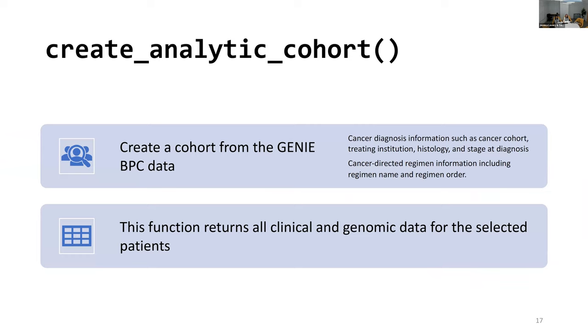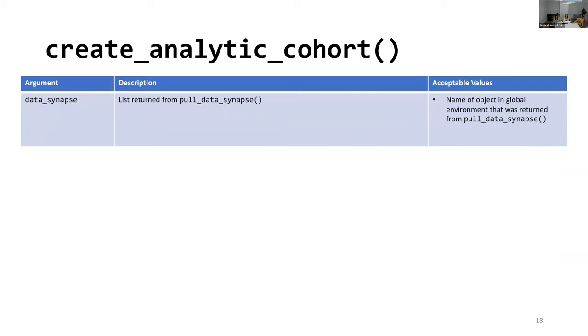So the create analytic cohort function will focus on the diagnosis and cancer-directed regimen information to build a cohort, and then it will return all clinical and genomic data for the selected patients that met the criteria that we'll specify. To go through the arguments for create analytic cohort, the first argument is data synapse, which is the list that was returned from pull data synapse on the previous demo slide.